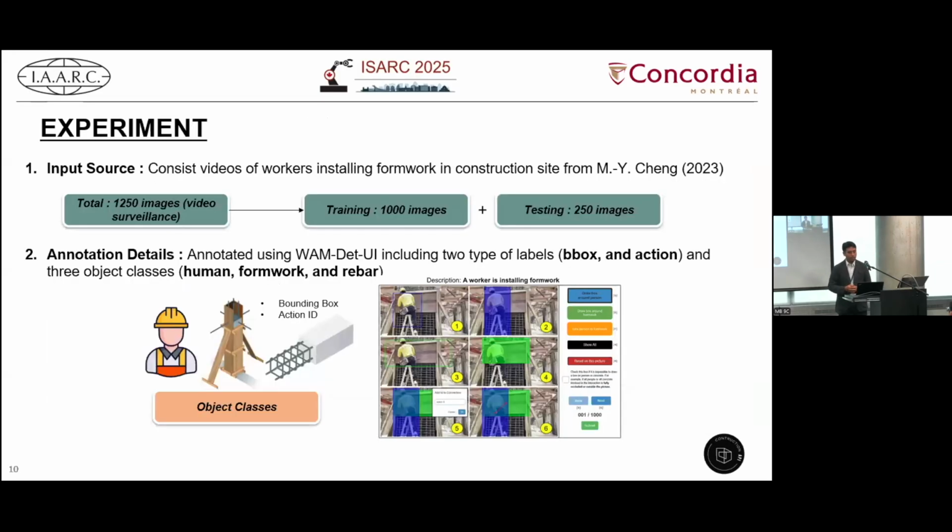To begin the experiment, we got surveillance video, and then we extracted 1250 images, and then we did the annotation. We have six steps here. We draw the human box first, and then we draw the object box, and we put the action ID there. And we have three classes: human, formwork, and rebar.